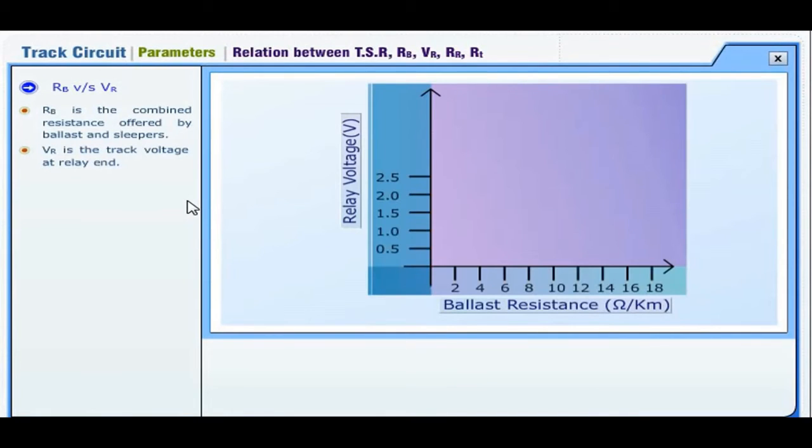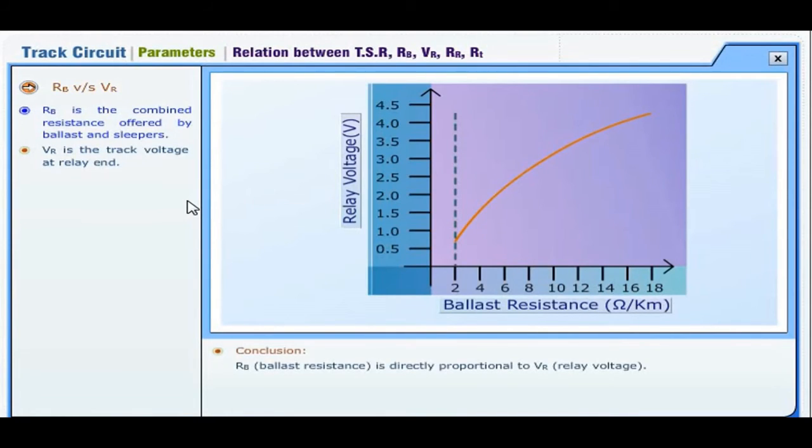RB versus VR. RB is the combined resistance offered by ballast and sleepers. VR is the track voltage at relay end. From the graph given on screen, we can conclude that RB, ballast resistance, is directly proportional to VR, relay voltage.